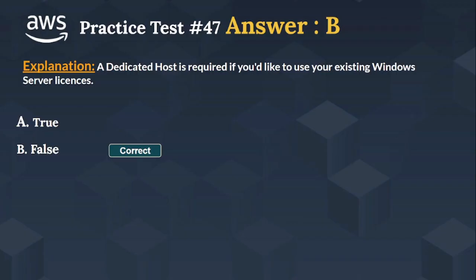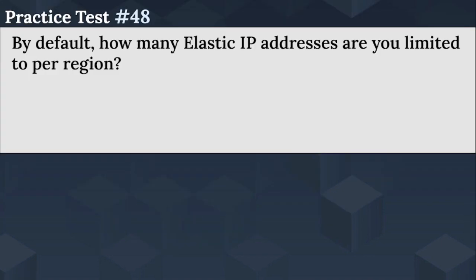5, 4, 3, 2, 1. So the right answer is option B, false. A dedicated host is required if you'd like to use your existing Windows Server licenses. Let's move on to the next question for the AWS Solution Architect Associate exam.